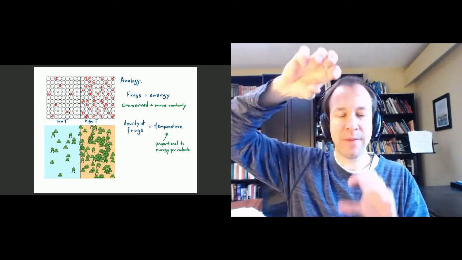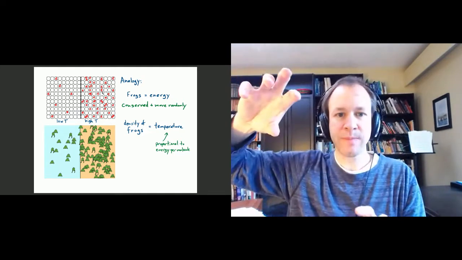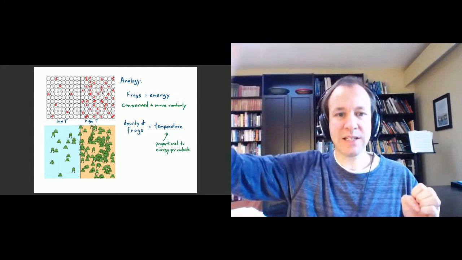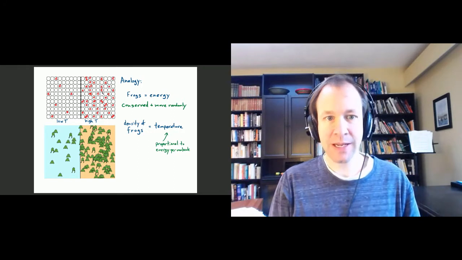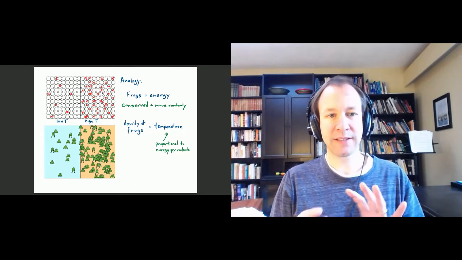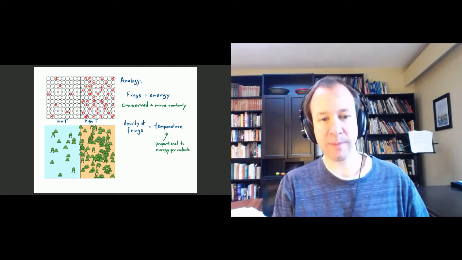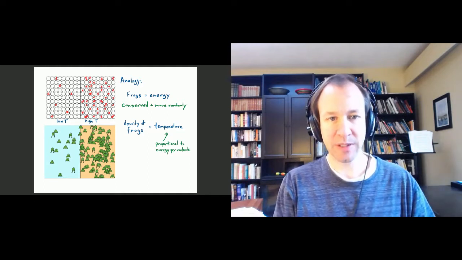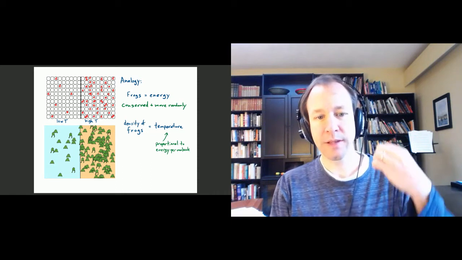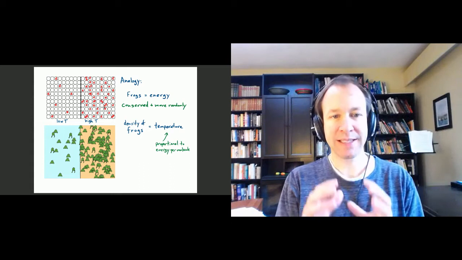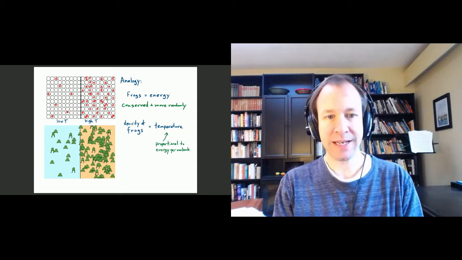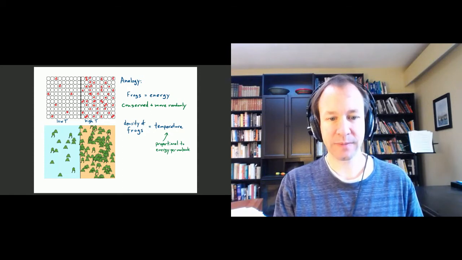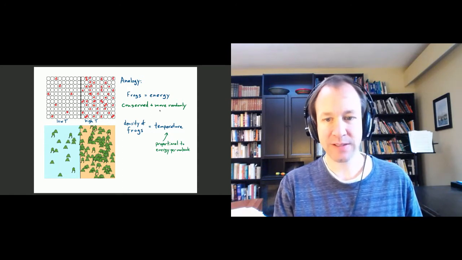And so if we imagine that there's a bunch of different units of energy, then these units of energy essentially are moving around randomly, just like the frogs. And the energy is also conserved. And so we can understand that the process is very similar to frogs hopping around randomly in the simulation. The temperature, remember, is related to the amount of energy per molecule. And so in our analogy, the density of frogs, so basically the number of frogs per area here, is directly related to the temperature.